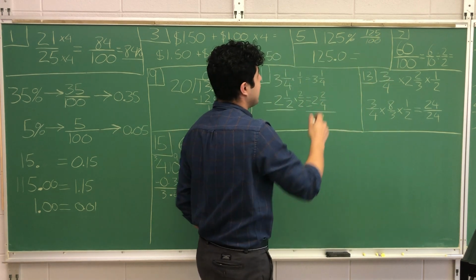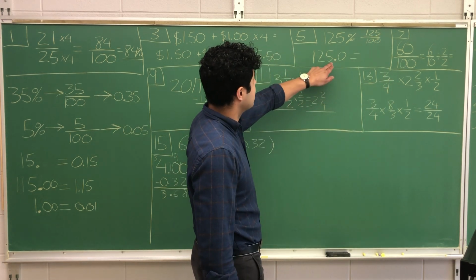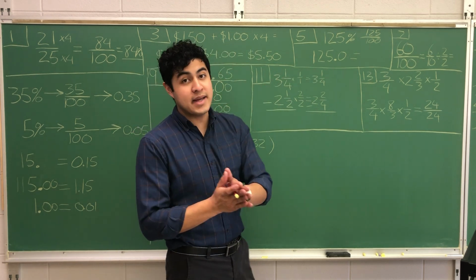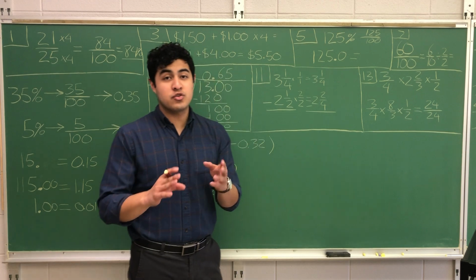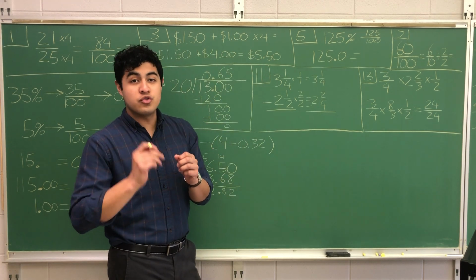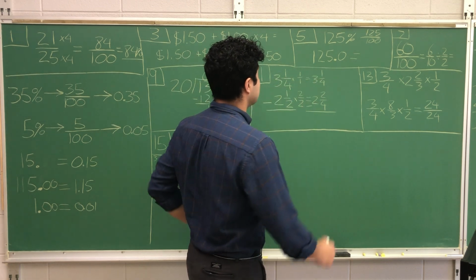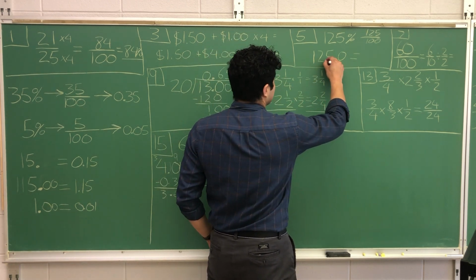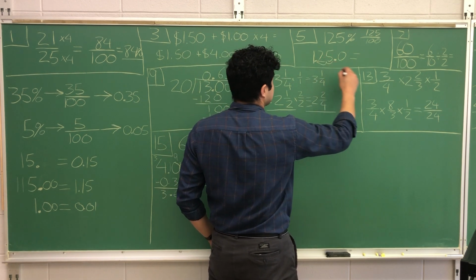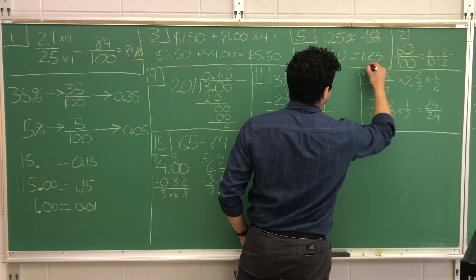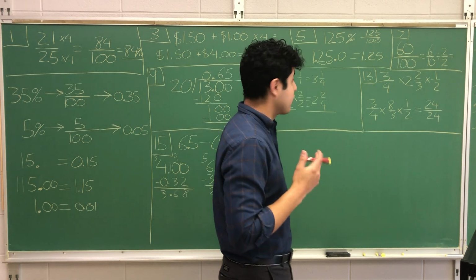So if we were to divide that, that means the decimal point is going to move 2 places to the left. Remember, when we multiply by 10 or by 100 or so on, the decimal point moves to the right. But because we're dividing, the decimal point is going to move to the left. So 125% expressed as a decimal would be 1.25. So your final answer is 1.25.